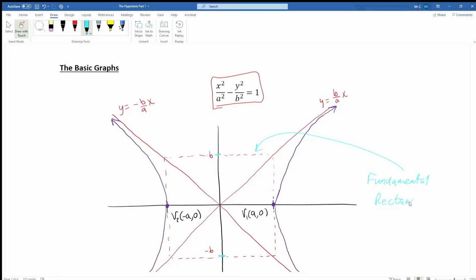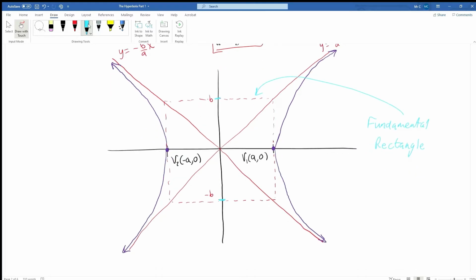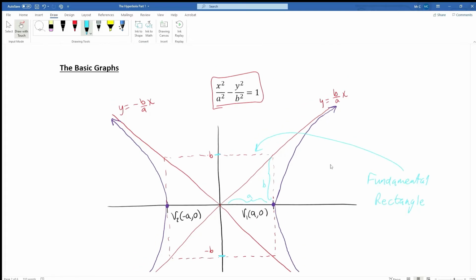of the hyperbola. The reason we call it that is because if you notice, the distance up to this line is b and over is a. That means the slope of this line passing through the diagonals is b over a. That's y equals b over a x. And likewise, the slope of the line passing through the other two diagonals is y equals negative b over a x. So by drawing the fundamental rectangle, we have our position for our vertices, and we know what our asymptotic behavior will look like, and then this graph in purple will be our hyperbola.